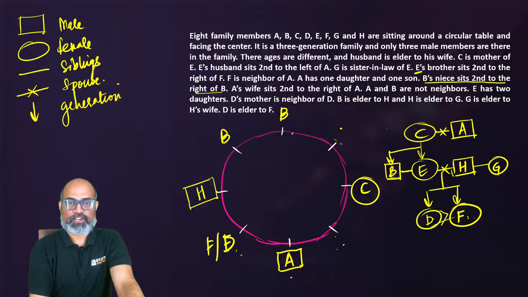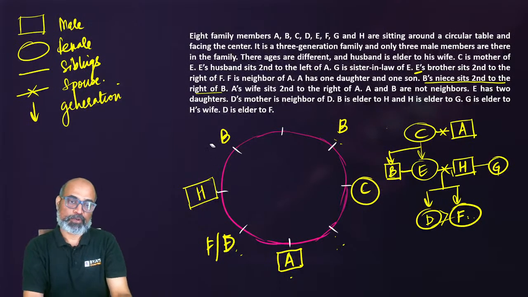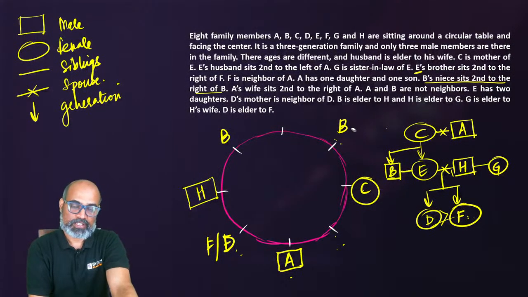What if I take B over here? We don't have any position for F or D, so we can't place B over there. What if I put B over here? We can have a position for F or D over here. So B is going to take two scenarios, and accordingly F and D are going to take two scenarios.